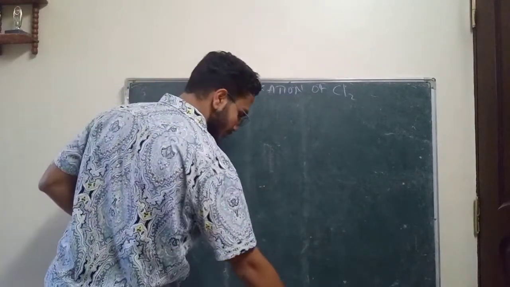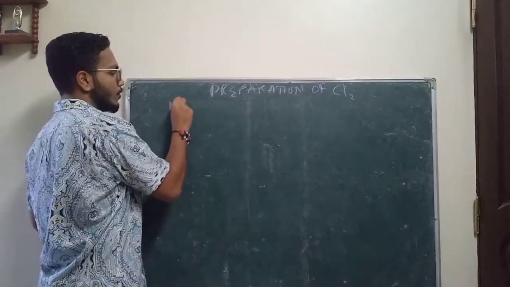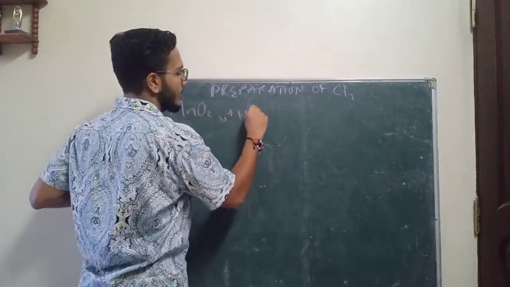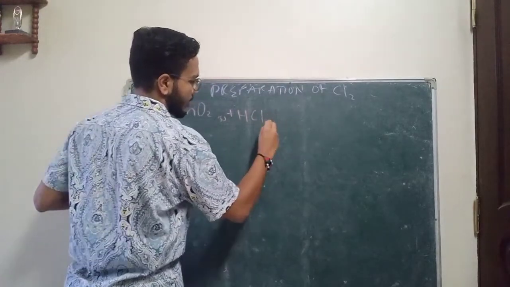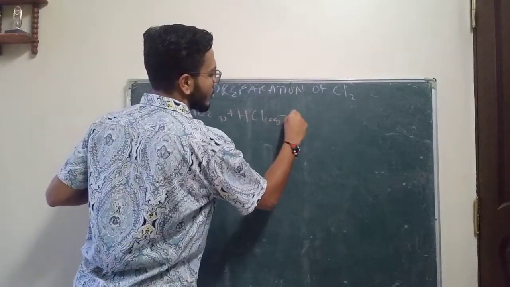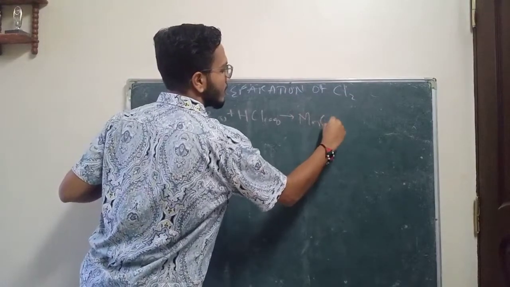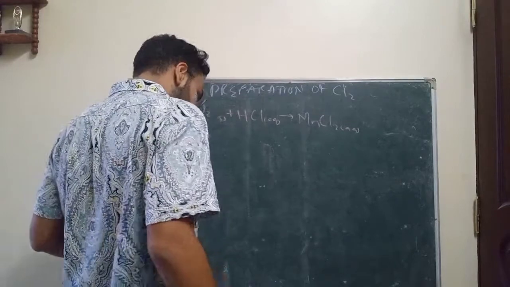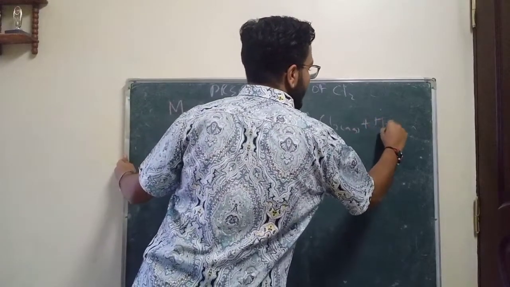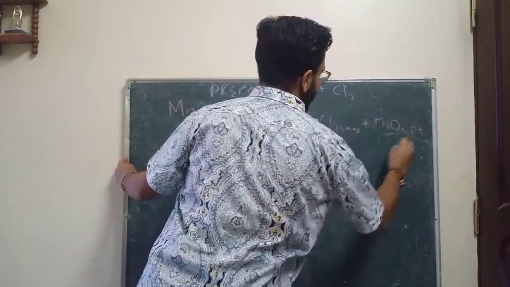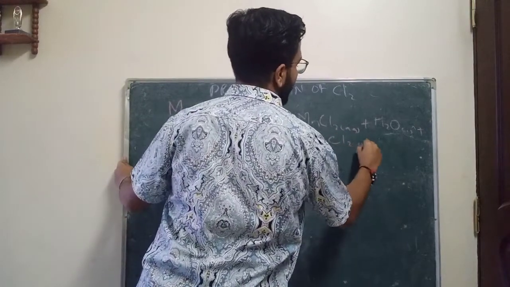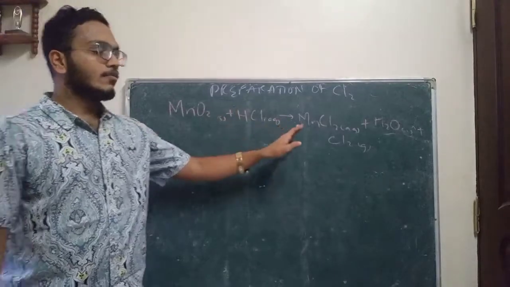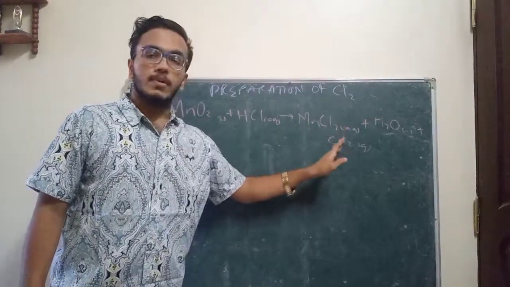So the equation for the reaction is manganese(IV) oxide, MnO2 solid, plus concentrated hydrochloric acid, aqueous, to form manganese chloride, aqueous, plus water plus chlorine. Manganese oxide reacts with HCl to form manganese chloride plus water plus chlorine.